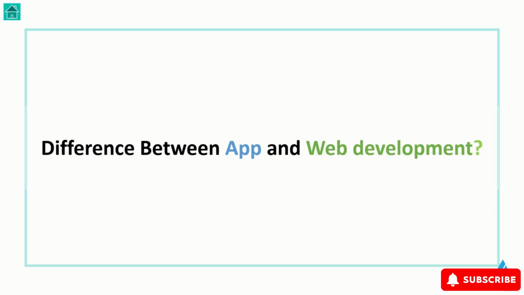Then let's tackle now the difference between app development and web development. So let's take a look at the big difference between both of them, between apps and websites, basically. Okay, so first difference, platforms. App development involves creating applications that run on specific platforms, such as iOS or Android. Web development, on the other hand, involves creating websites that can be accessed on any device with a web browser.